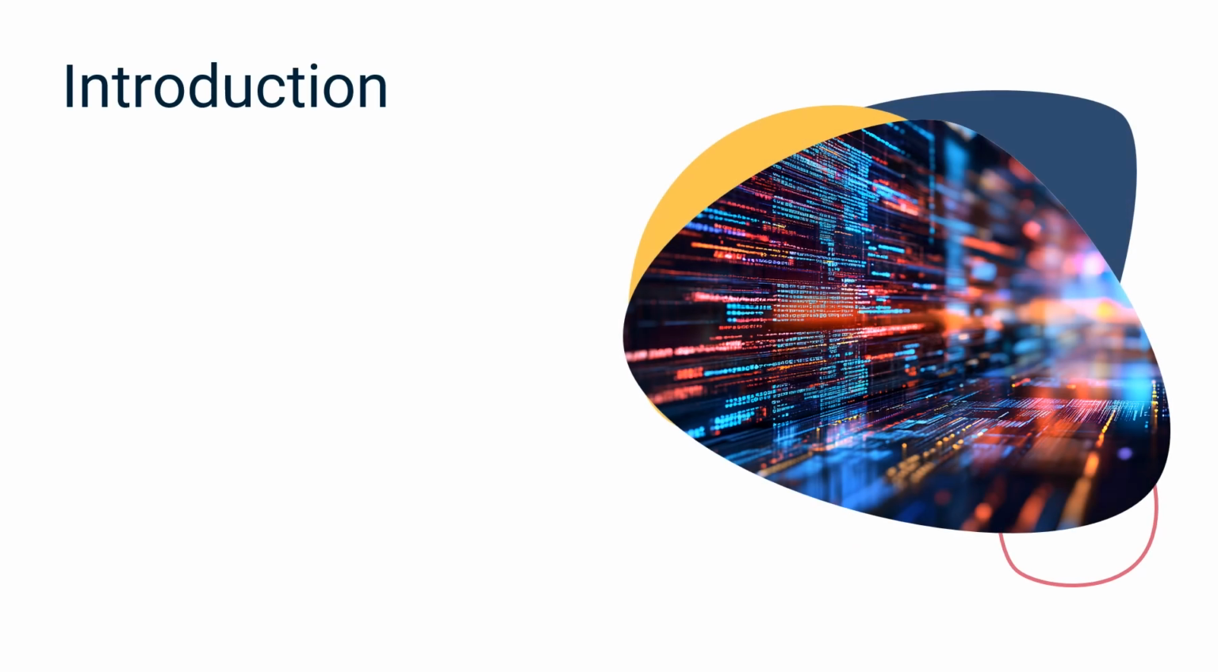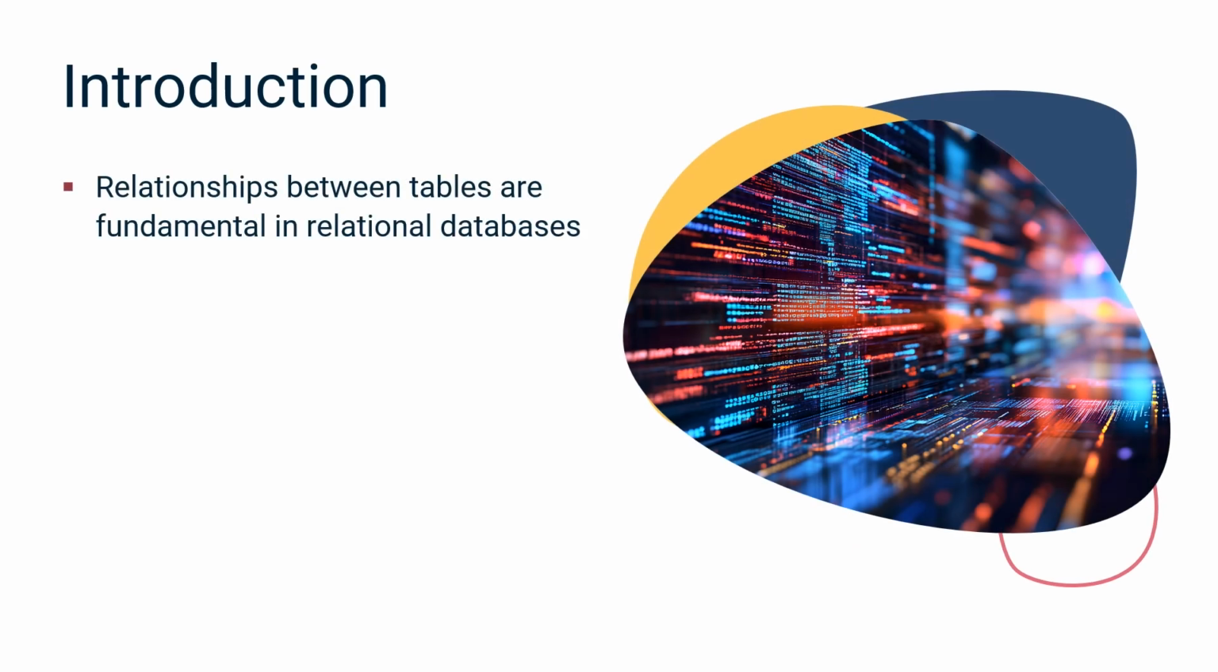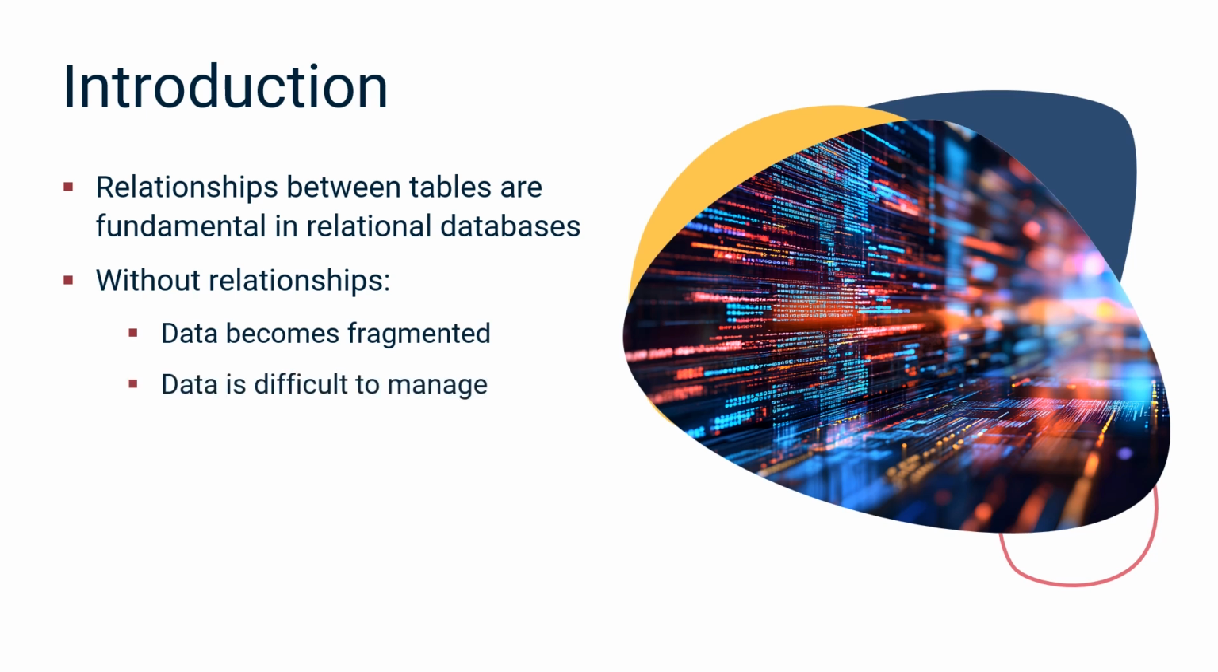In relational databases, relationships between tables are fundamental to structuring data efficiently and maintaining consistency. These relationships, such as linking customers to their orders, employees to their departments, or products to their categories, allow us to model real-world associations within our databases. Without relationships, data would become fragmented and difficult to manage, leading to redundancy and errors. However, manually managing these relationships through SQL queries can become tedious, error-prone, and repetitive, especially as applications grow in complexity.